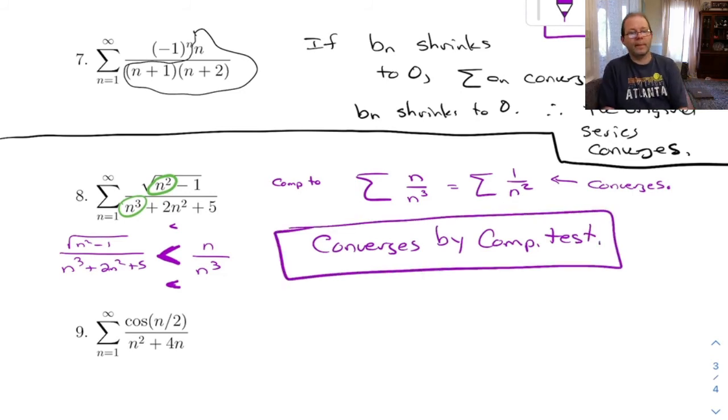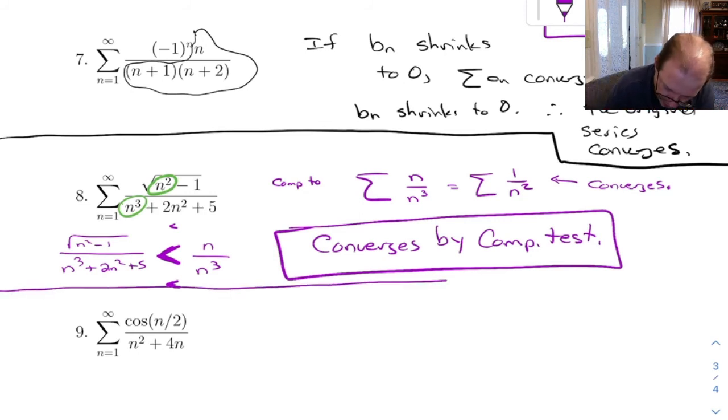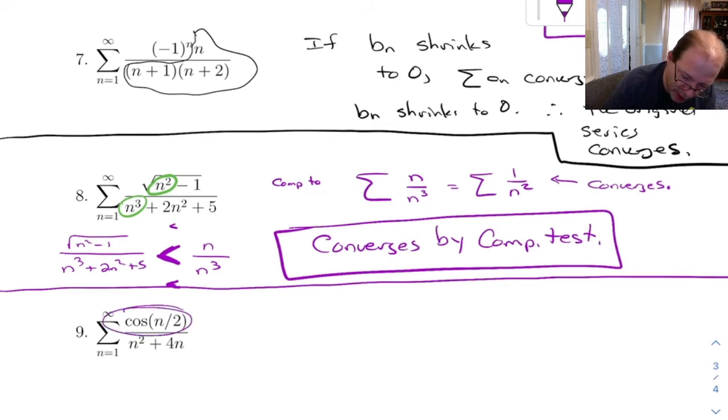All right. Well, what about this next one? We've got cosine of n over 2, and then n squared plus 4n. The thing is, first up, if you try to use the test for divergence, it would fail, because the top is always going to be something between 1 and -1, and the bottom is going to grow without bound. So it would give you 0 for your limit. So the test for divergence is no good.